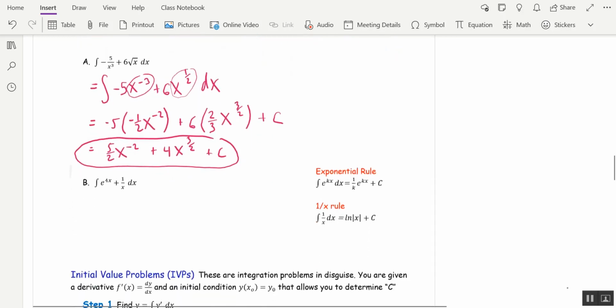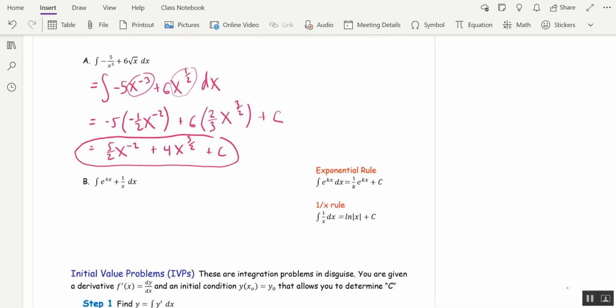Okay, one more using two other formulas from your Bible, exponential rule, and I'm just going to call this the 1/x rule. It really has no name. So this is equal to, instead of bringing a 4 down like I would if I was taking the derivative of e to the 4x, I bring a 1/4 down. 1/4 e to the 4x, just leave the exponent alone. And then the integral of 1/x, we can't use the power rule on. That's ln of the absolute value of x plus c.